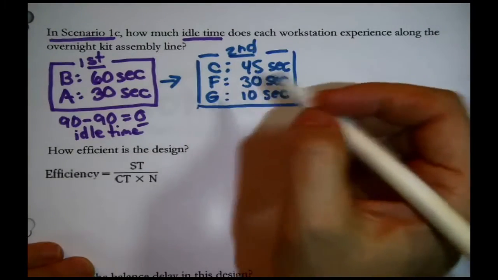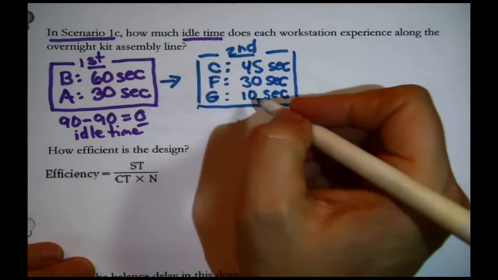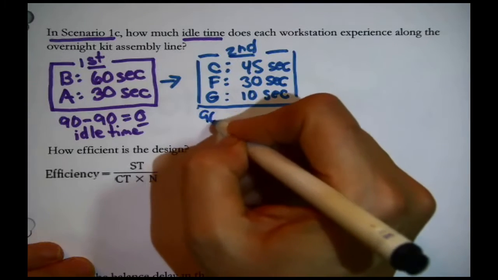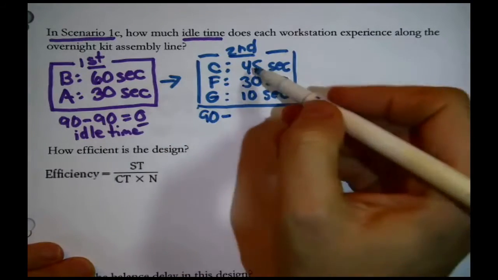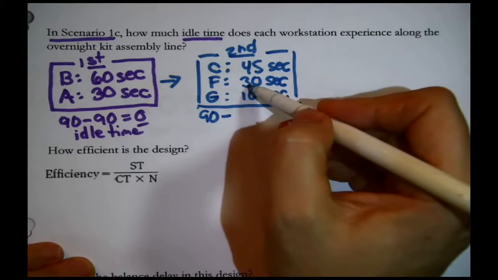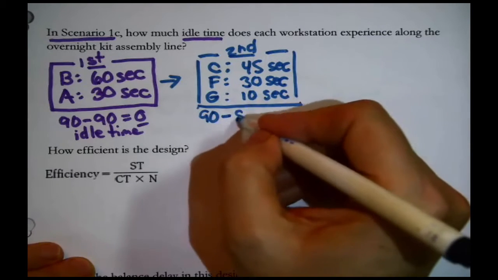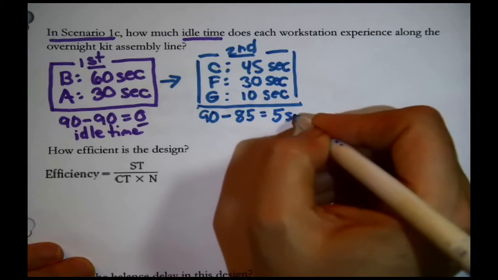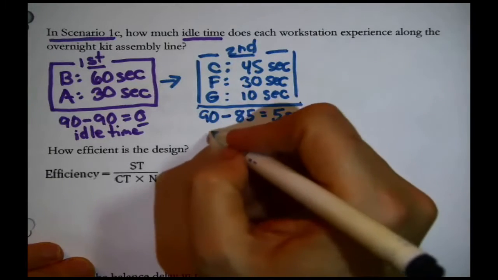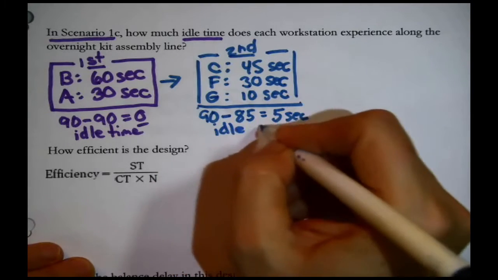You say, all right, well, how much idle time do they enjoy each cycle? They have the same 90 seconds that all the other workstations have to do their work. We say, all right, 45 plus 30 is 75, plus 10 is 85. They have 85 seconds worth of work. Wow. Each cycle, they enjoy a whole 5 seconds of idle time.